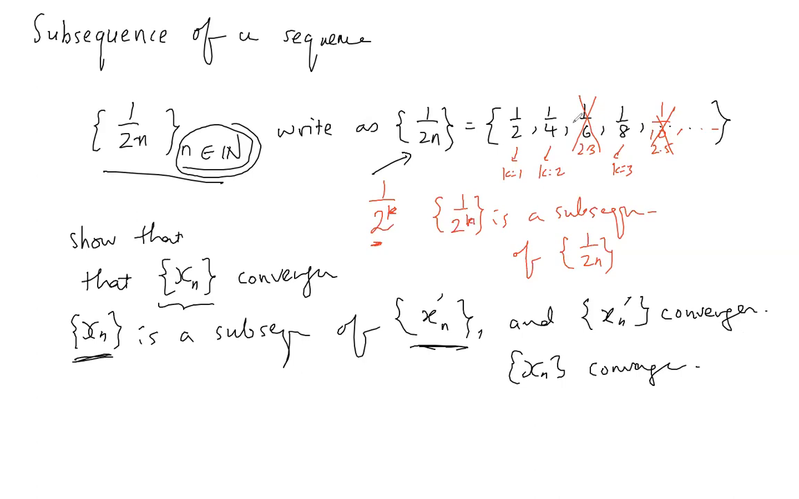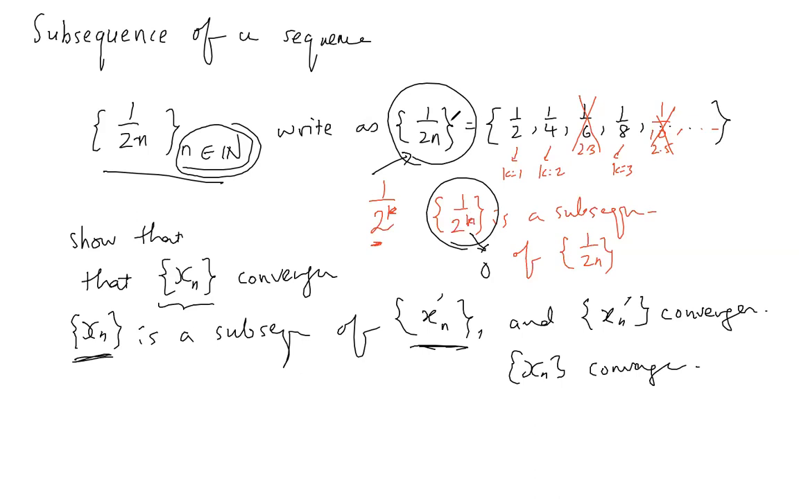So very clearly, it's very easy to see that this sequence converges to 0. In this case, it's actually trivial. But you can also argue that 1 over 2 power k converges because it's a subsequence of 1 over 2n, and 1 over 2n converges to 0. You can also argue like that. So is it clear to everyone, subsequences and their properties? Yes, doctor. This is actually quite simple.